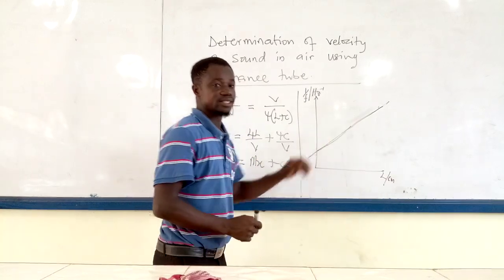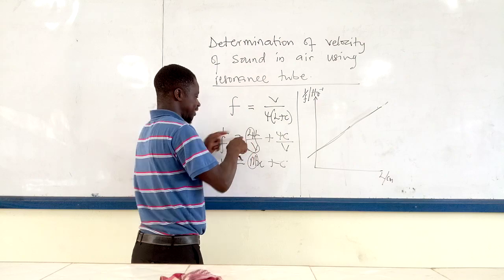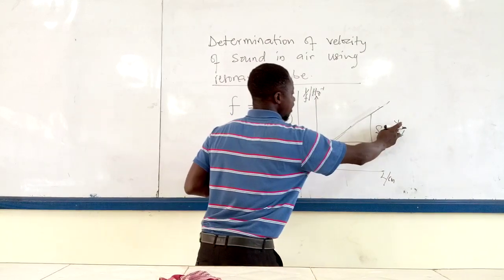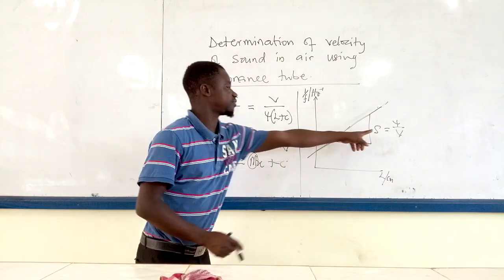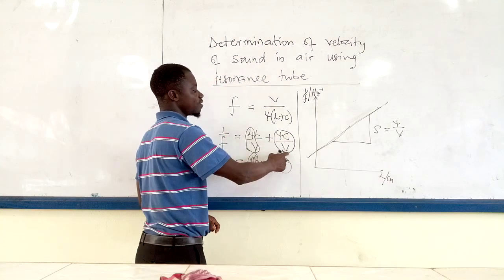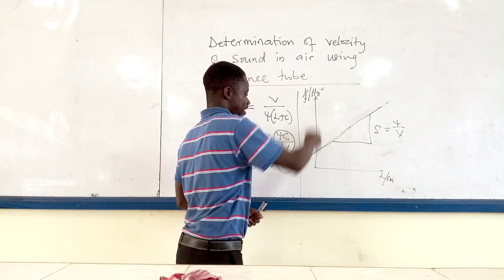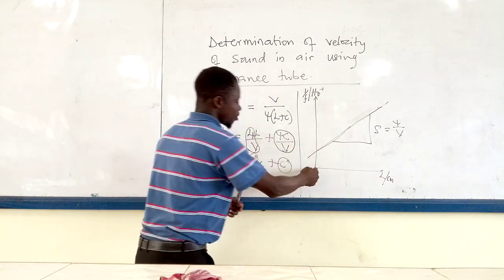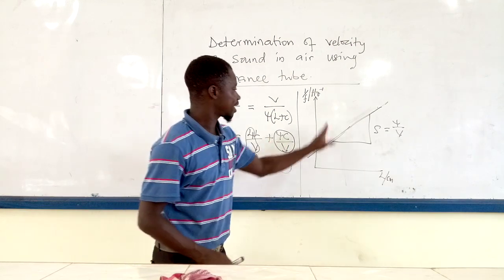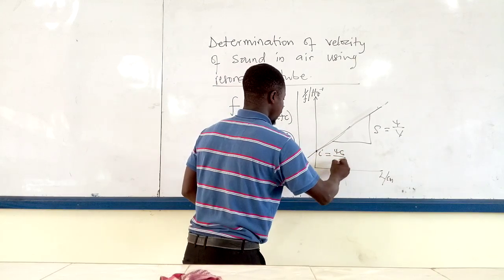How did I know that the graph will give me something like this? When you look at this relation, the slope has its corresponding value as 4 over V. That is positive. So the slope of this graph, which is going to give me 4 over V, is positive. Now the intercept, c of the graph, its corresponding value in the relation is 4C over V. So the intercept is also positive. Because the intercept is positive, the graph cuts the 1 over F axis at a positive point. If the intercept were negative, I would extend this line and the graph would cut the axis at a negative point. So the intercept here is equal to 4C over V.